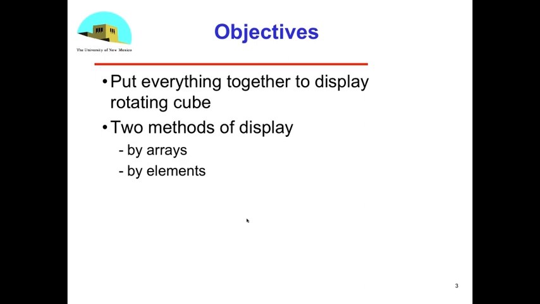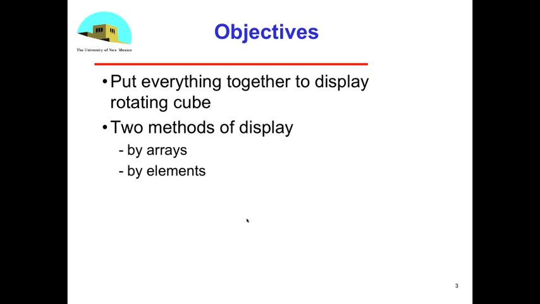What I want to do is put it all together, everything we've talked about modeling and some of the code development we've been doing, and look at two different ways of doing that display. First, by drawing arrays, which is what we've been doing in our other examples, but a more efficient way is to draw it by elements, which brings in the kind of modeling that we talked about in the last lecture. So let me just show you where we're going to get, and I'm going to do this in stages.